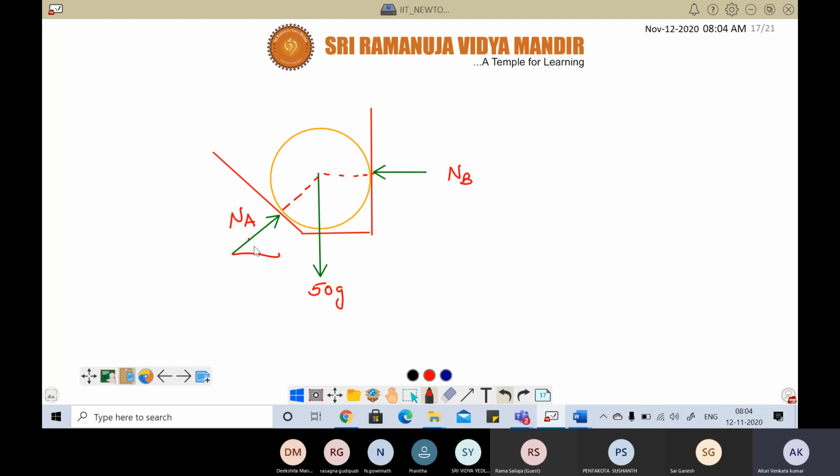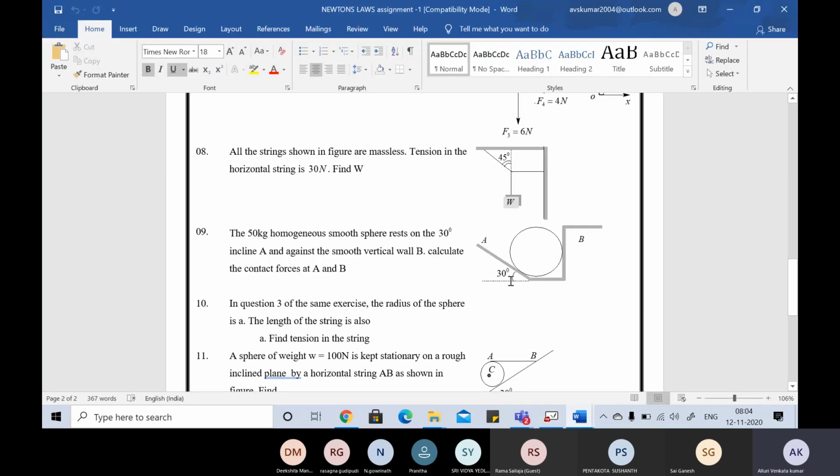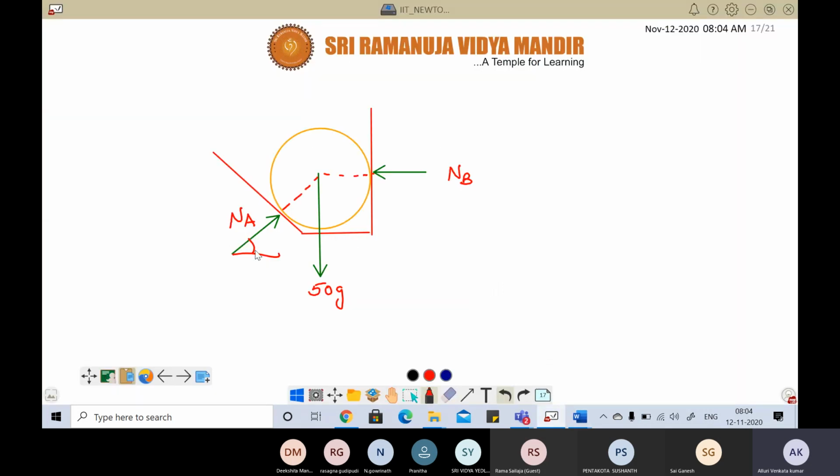Now this angle is how much? This one is 90 degrees, correct? So how do we find this angle? When you draw like this, they gave us 30, so that means this angle is 60. Therefore you will have Na cos 60, and this side will be Na sin 60.